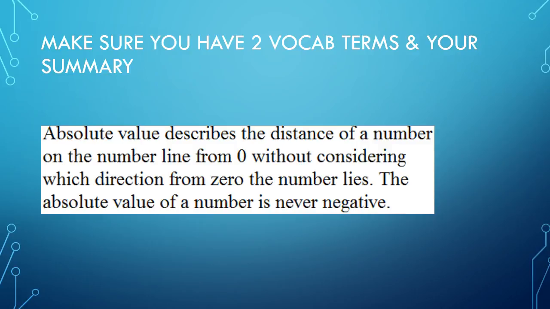The absolute value describes the distance of a number on a number line from 0 without considering its direction from 0 the number lies. The absolute value of any number is never going to be negative.